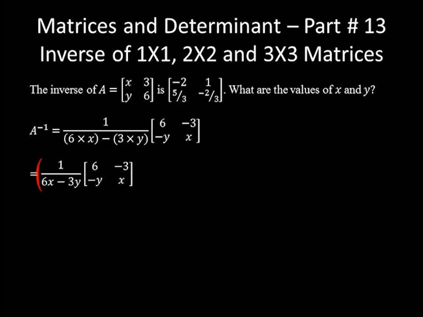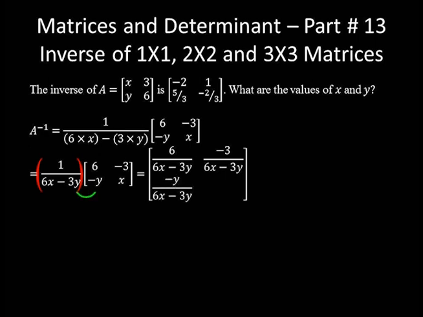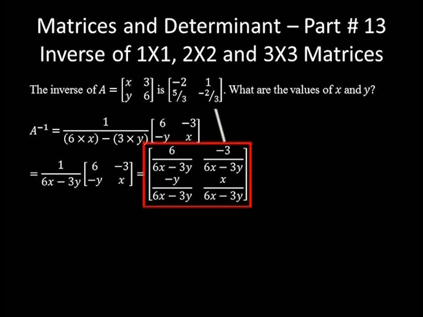This 1 over 6x minus 3y outside the bracket multiplies each and every element of the matrix. That's 1 over 6x minus 3y times 6 is 6 over 6x minus 3y. 1 over 6x minus 3y times negative 3 is negative 3 over 6x minus 3y. 1 over 6x minus 3y times negative y is negative y over 6x minus 3y. 1 over 6x minus 3y times x is x over 6x minus 3y. The simplified form of this inverse matrix is simply the inverse matrix given above.